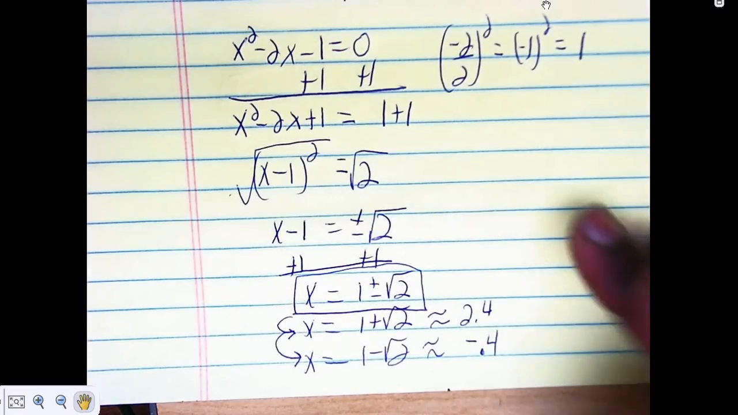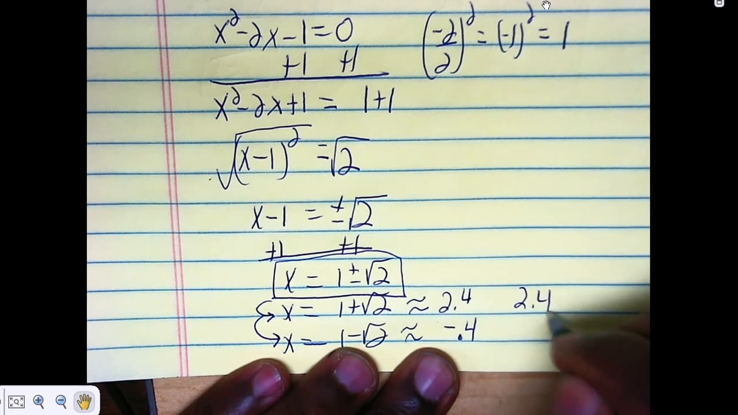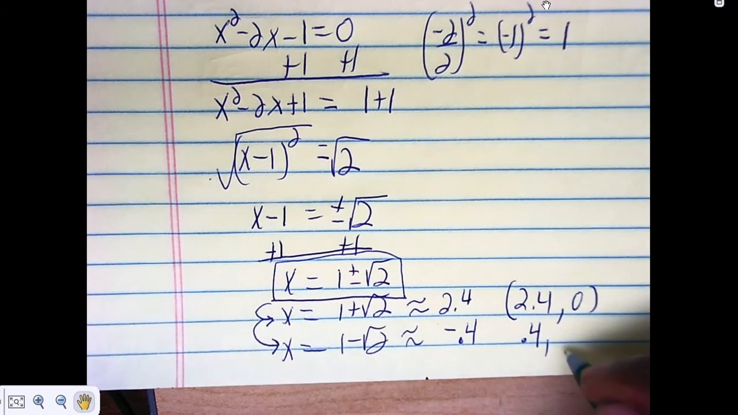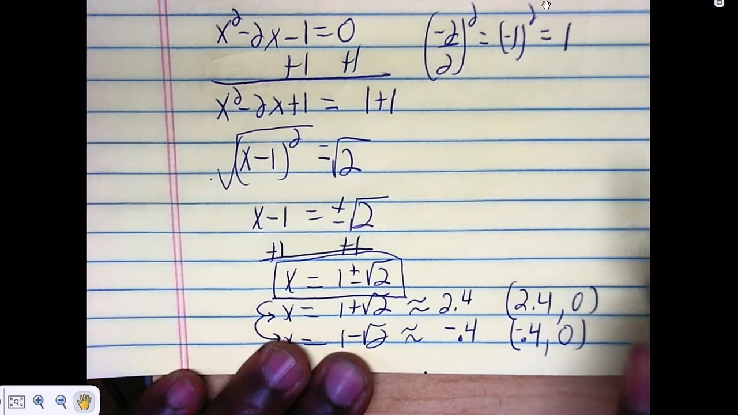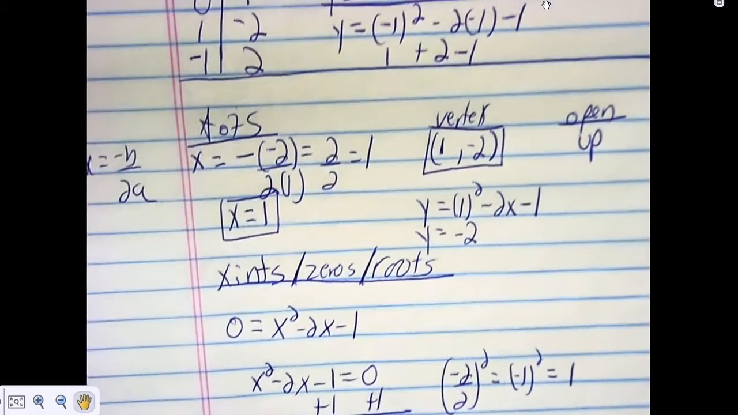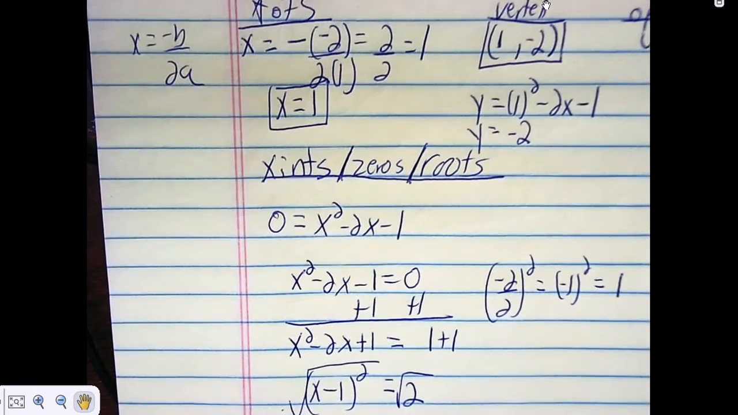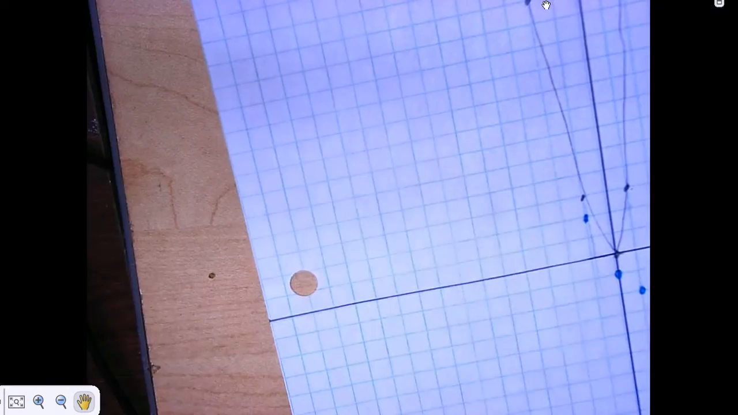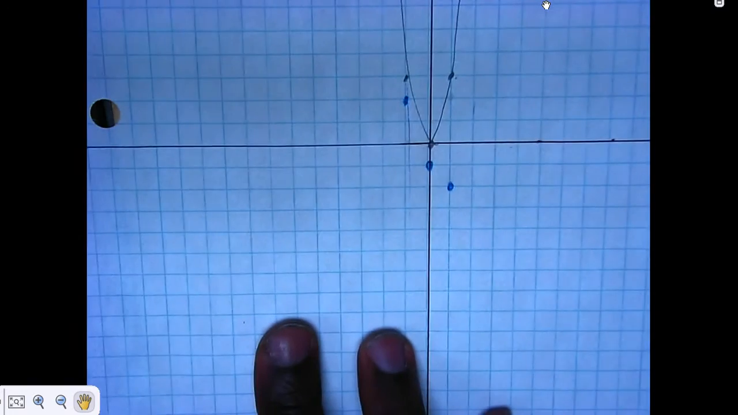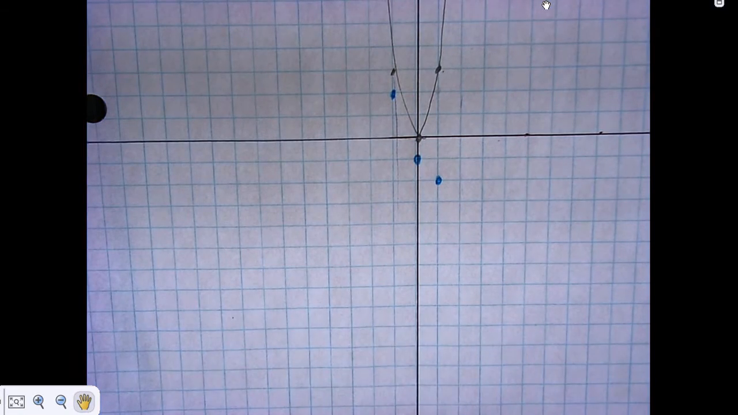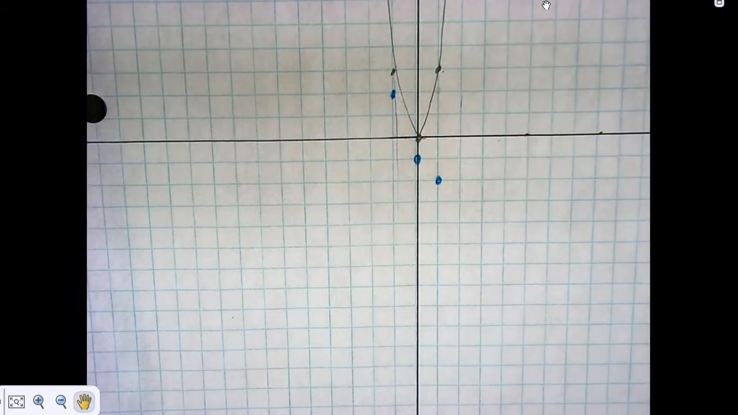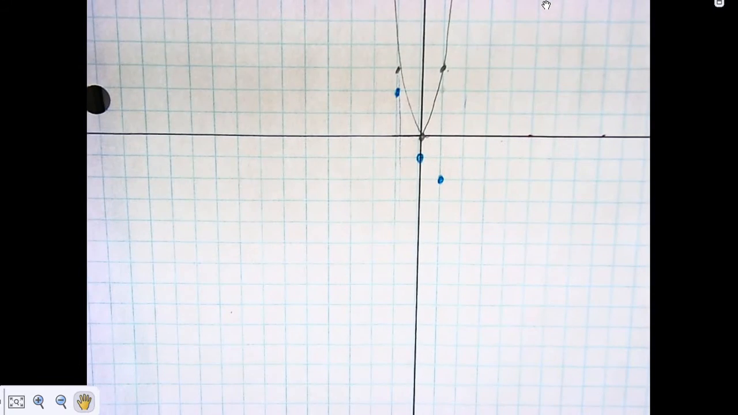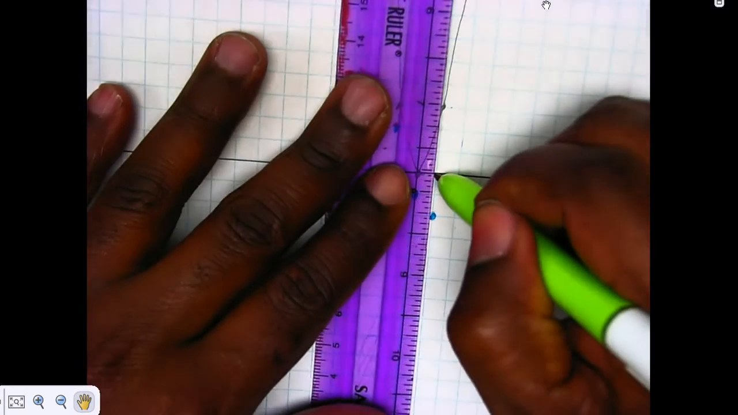So now, if I really wanted to, I can say, well, that's 2.4 comma 0. That's an x-intercept. And negative 0.4 comma 0. All right? Those are my x-intercepts, and I found all this other stuff. So I go back to my graph. All right, looking at my graph, I found out that my vertex is 1, negative 2, which is this right here. Which means my axis of symmetry is this line right here.